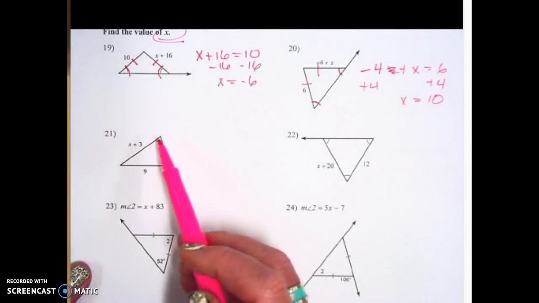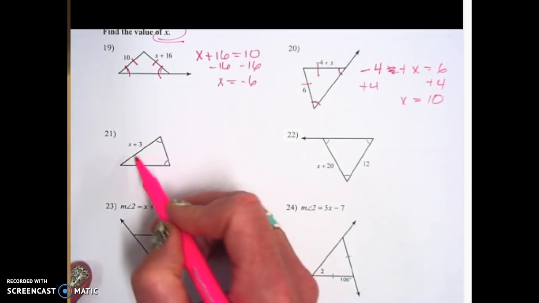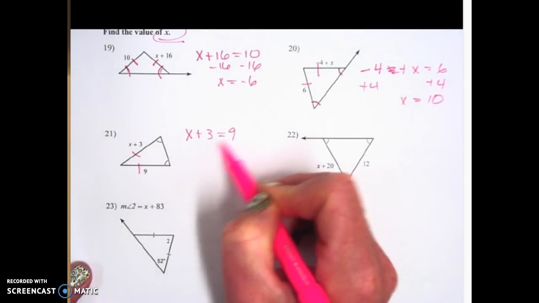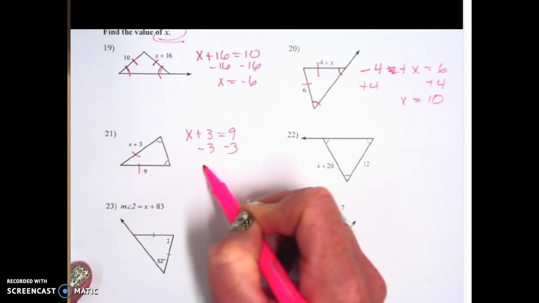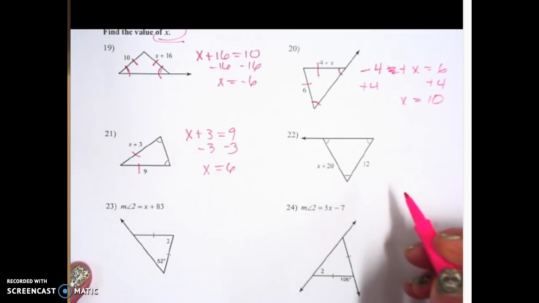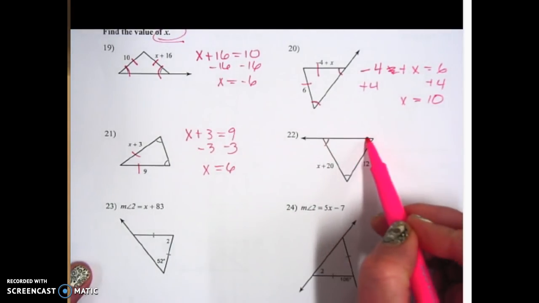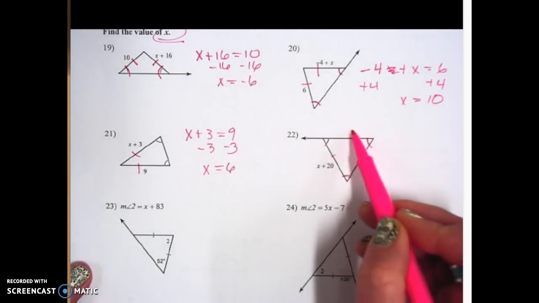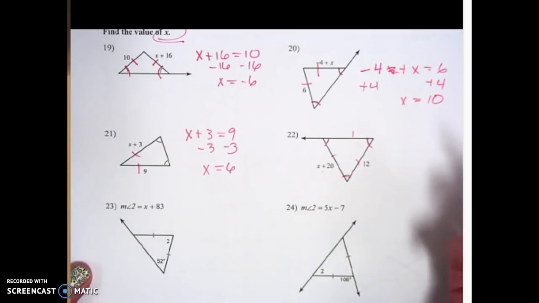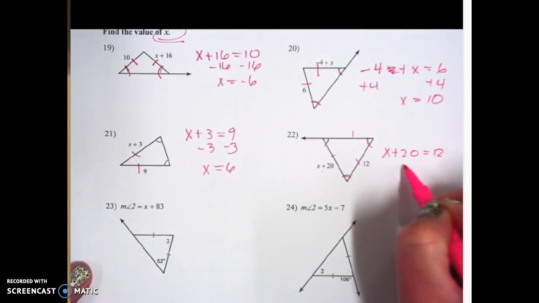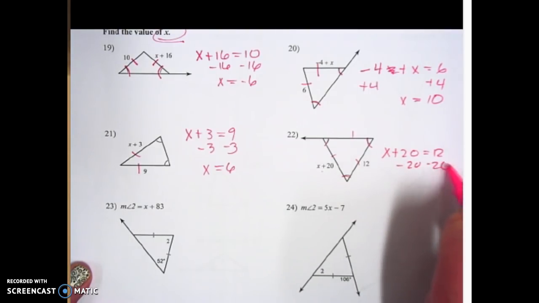Same thing with number 21. If these two angles are congruent, the sides opposite them are congruent, so we put an equal sign in between them. Subtract 3 from both sides, and we get x equals 6. Number 22, we have 3 angles congruent, which means all 3 sides are congruent, but we have these two sides marked, so let's put an equal sign in between them. Subtract 20 from both sides, and we get x equals negative 8.